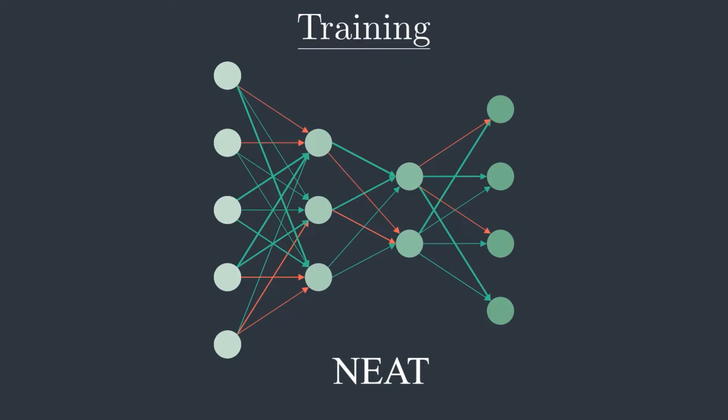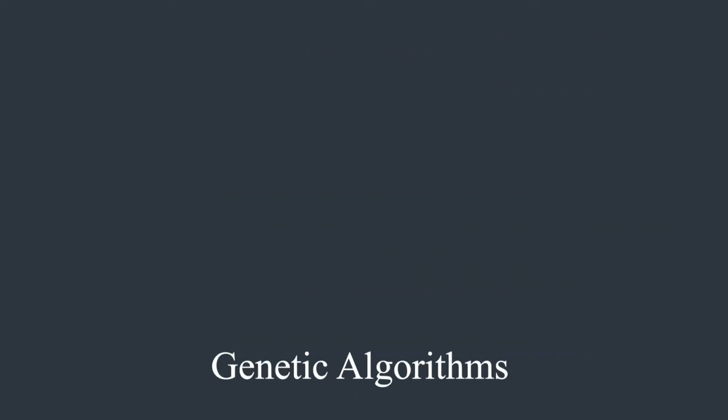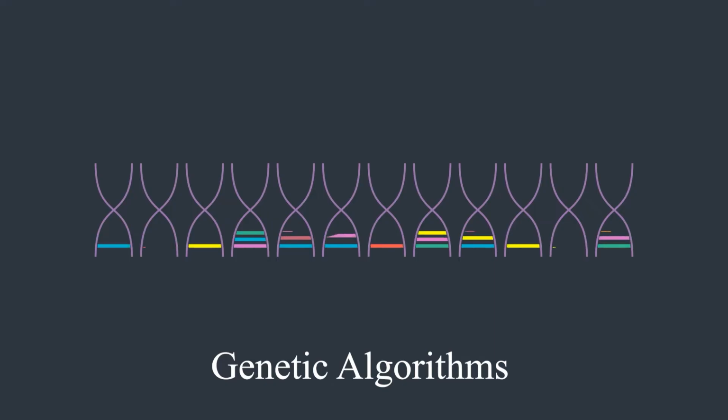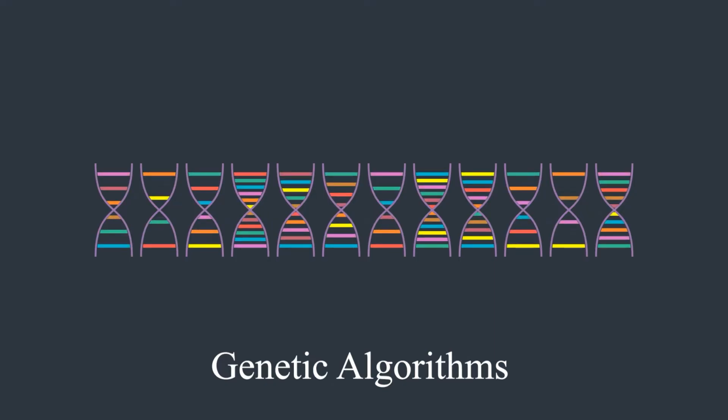Before we talk about NEAT, it's important to have a high-level understanding of how genetic algorithms work, so bear with me while I give you an overview. Genetic algorithms are optimization algorithms inspired by how evolution works in real life. They are used to find solutions to problems by mimicking principles of survival of the fittest.